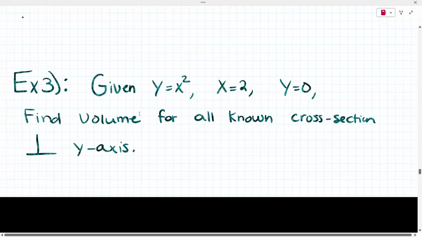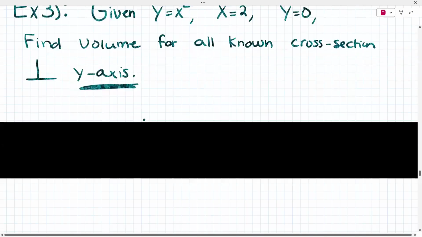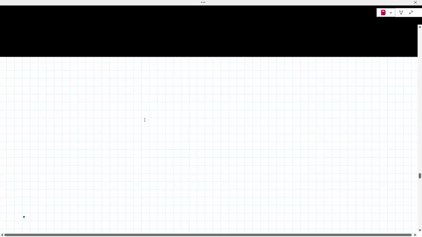Example 3 says, given y equals x squared, x equals 2, y equals 0, find the volume for all known cross sections perpendicular to the y-axis. So it's almost exactly like example 2. The only difference is they want it in terms of y because we have to be perpendicular to the y-axis. Let's just draw the image again. We have three lines: y equals x squared, x equals 2, and y equals 0. That is easy, right? Just draw that image.